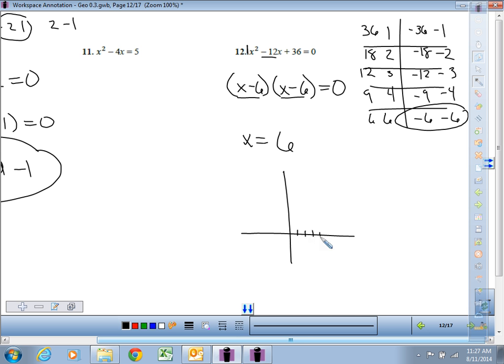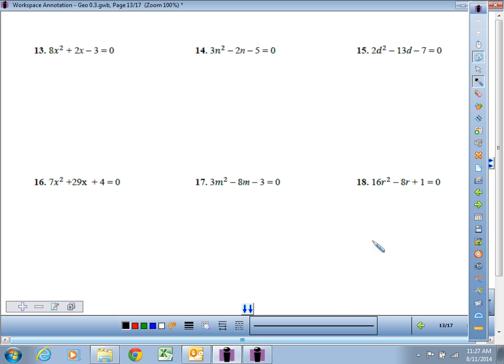1, 2, 3, 4, 5, 6. This graph opens up, hits once, and goes right back up. So this is a case where we don't have two solutions. We only have one solution. Okay. All right, let's move on to number 13 now.